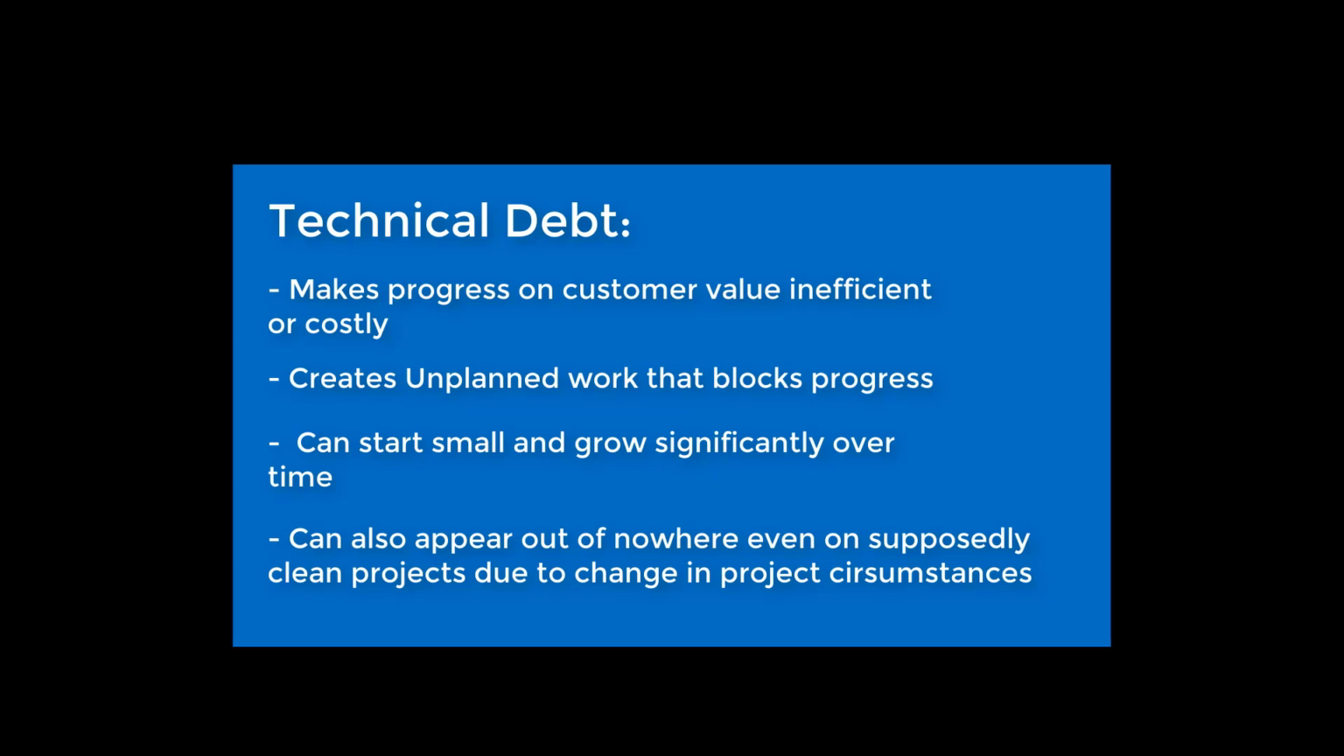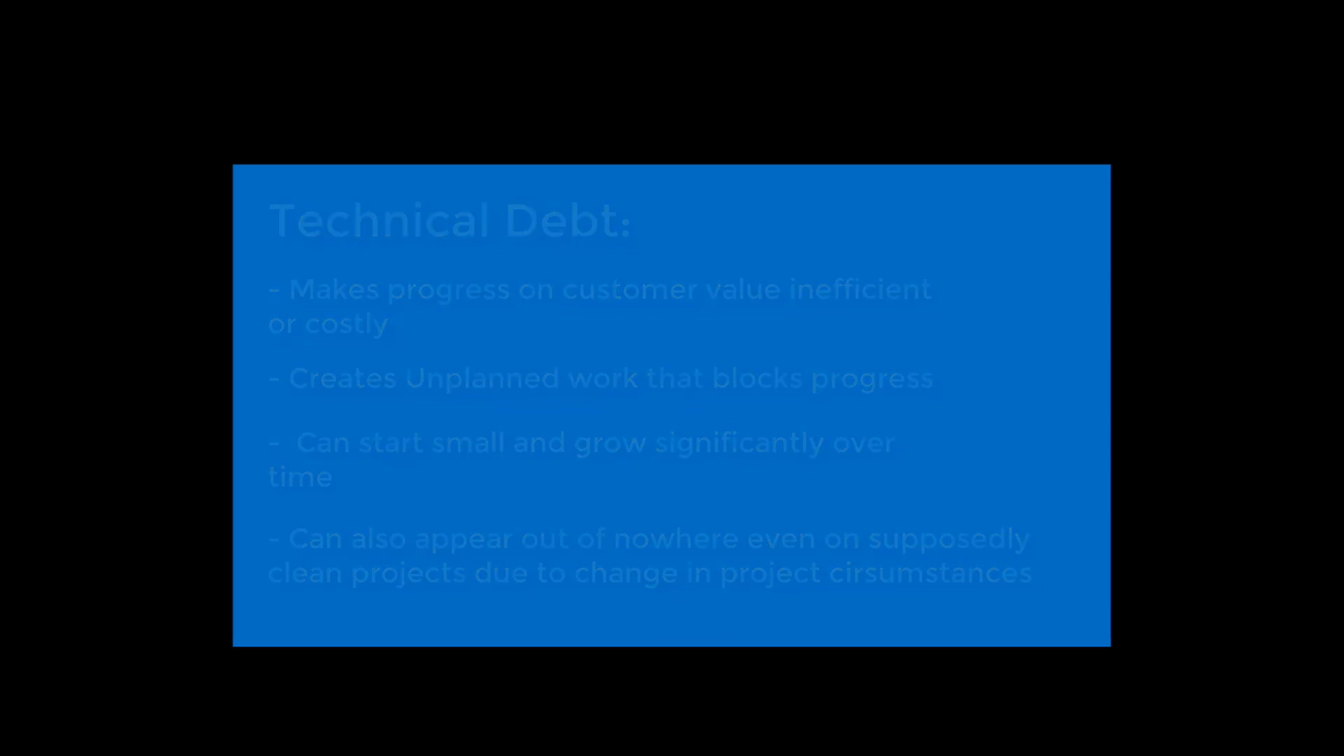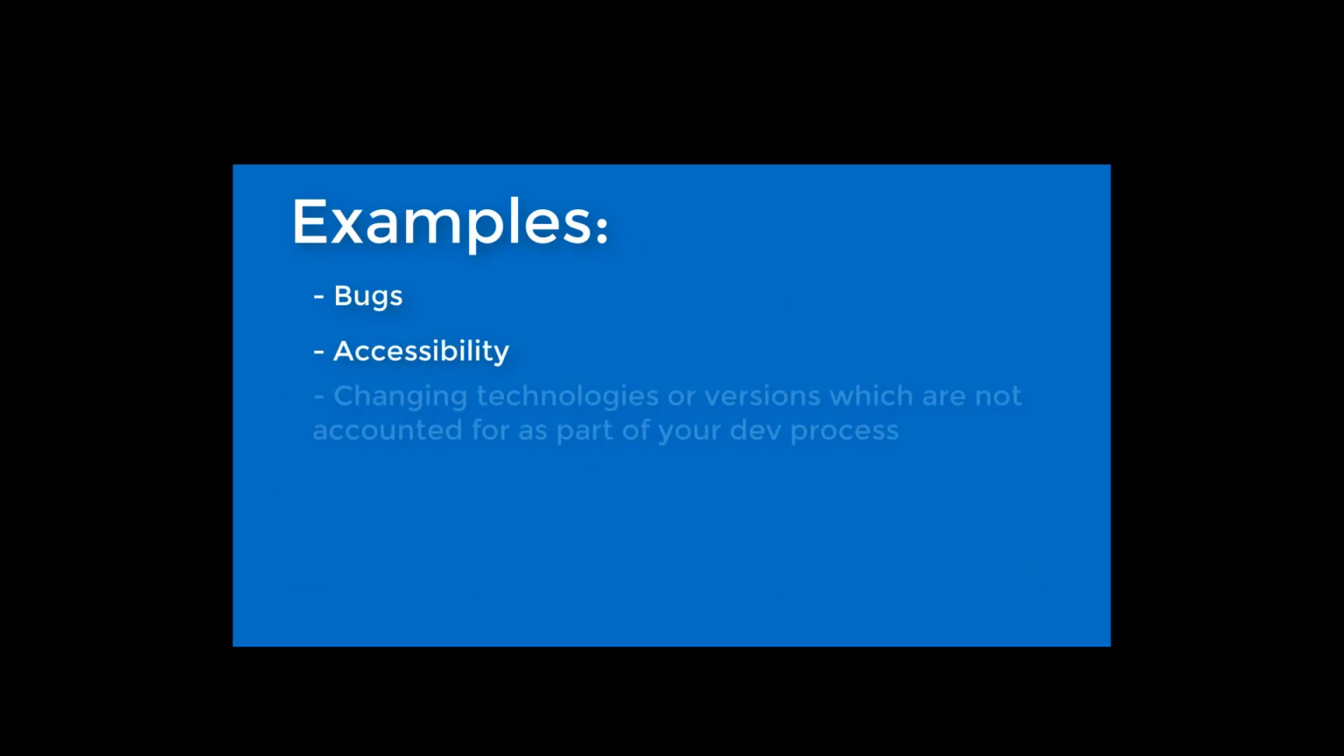Technical debt includes anything the team must do to deploy production quality code and keep it running in production. Examples of technical debt can be bugs, accessibility, changing technologies or versions which are not accounted for as part of your dev process. You can think of technical debt in loose terms as the taking of a shortcut, be it intended or unintended. Technical debt is not necessarily eliminated, rather it is managed.